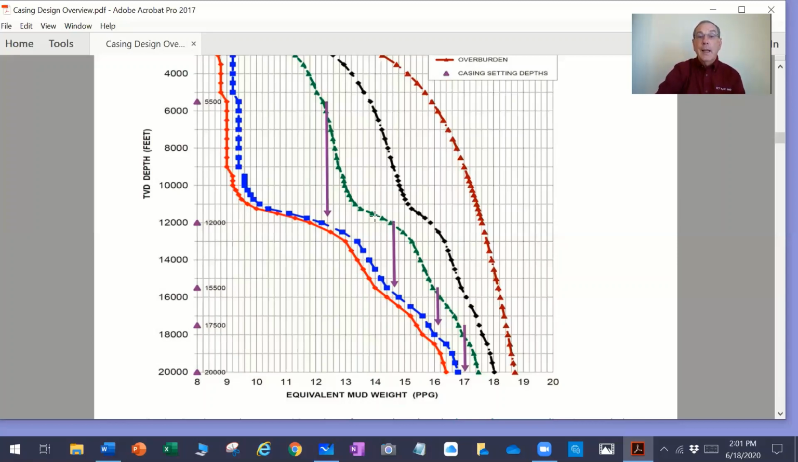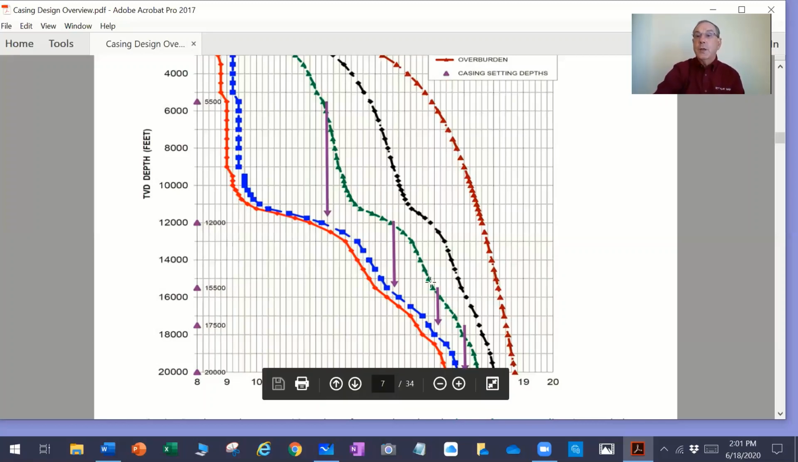So in this case, I stop at 15,500 feet. I set pipe with about 14.3 pounds per gallon mud. And now my fracture pressure in the sand goes up to about 16 pounds per gallon. Fracture pressure in the shale goes up to about 17 pounds per gallon. And then I do this again and again. I'm not going to repeat the bottom two strings of casing, but you can see the process.